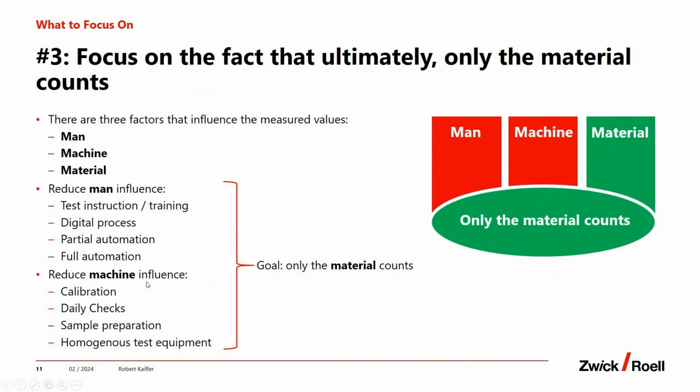And the target here is to reduce man influence. You see here the points you can deal with to reduce man influence, like the digital process, partial automation, full automation. And reducing the machine influence, you already do this by calibration. Sometimes we have customers with daily checks, sample preparation, and also homogeneous test equipment. So that's the core of this slide: reduce man influence and reduce machine influence. Why? You only want to know what properties your material has. Focus number 3.